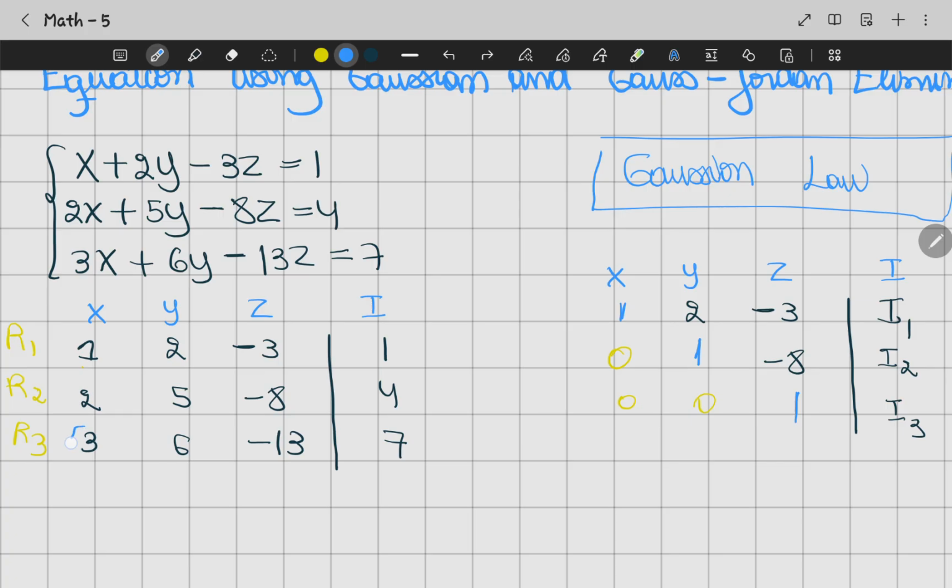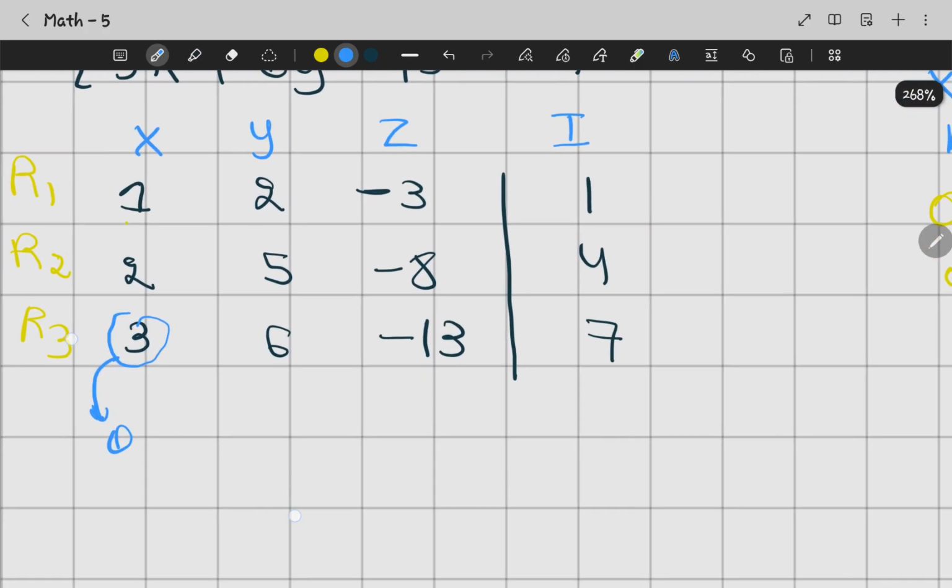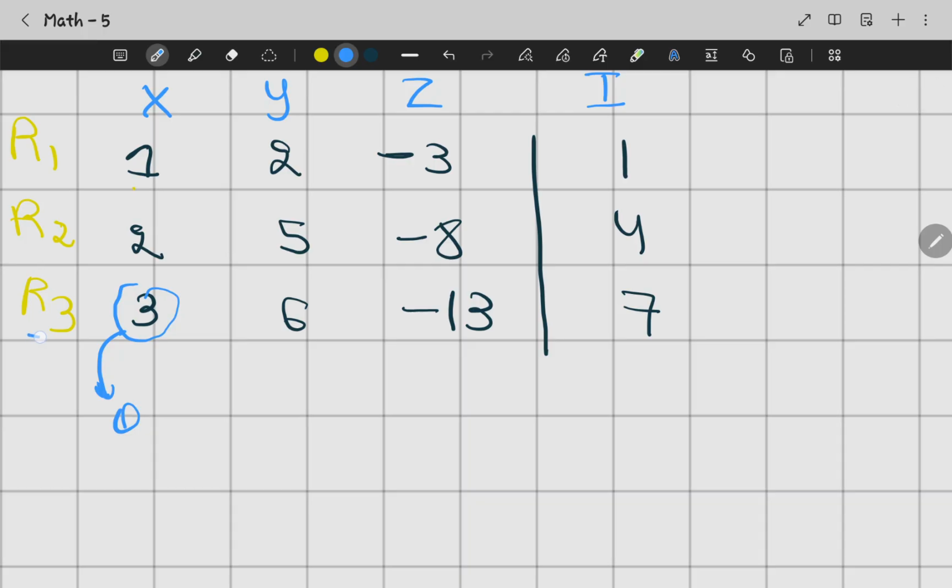So we need to turn this 3 into 0. How are we going to turn this 3 into 0? We have the option. We can either perform some calculation between R1 and R2, or if we don't want that, we can just go ahead and use R1 and R3. Depending on which way you want to proceed, but in this case I would like to go with R1 and R2. The reason why I'm selecting them, you will see it's going to be much easier.